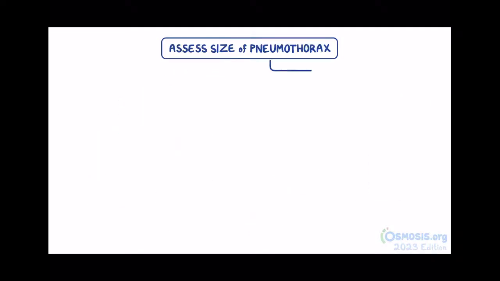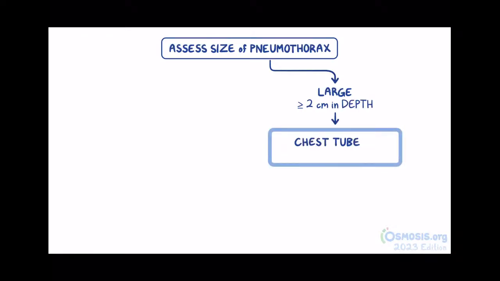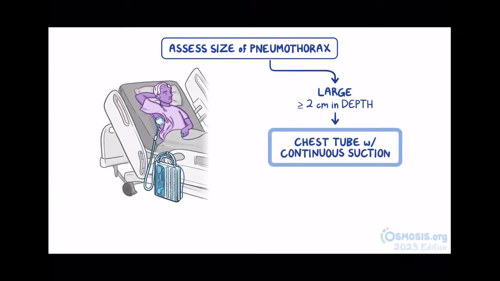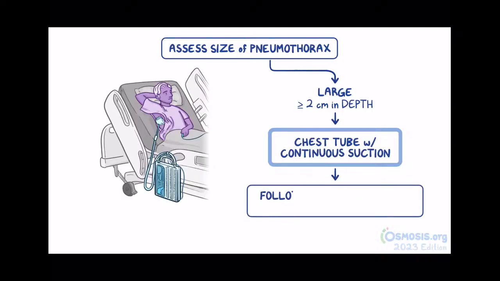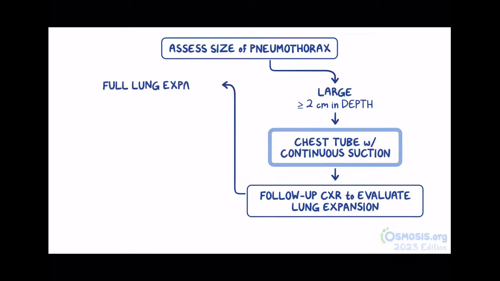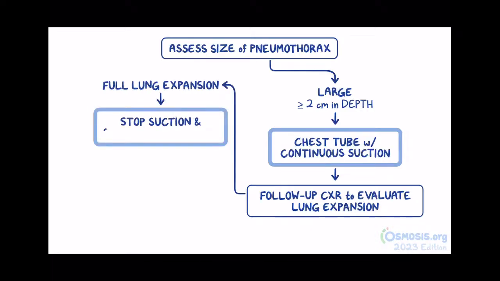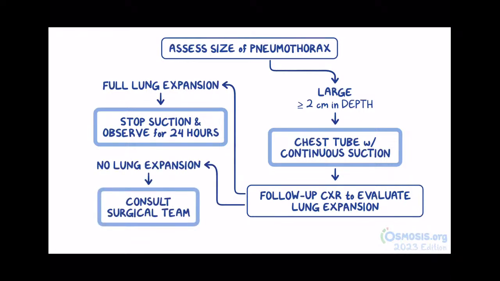On the other hand, if the pneumothorax is large, in other words, there's 2 centimeters or more in depth, then you will place a chest tube and attach it to continuous suction. Next, order a follow-up chest x-ray to evaluate the lung expansion. If there's full lung expansion, stop the suction and observe your patient for an additional 24 hours. But if the X-ray reveals no lung expansion, make sure to consult the surgical team.